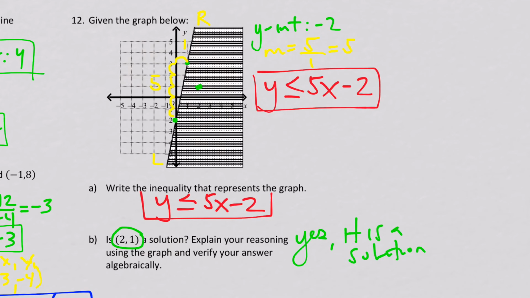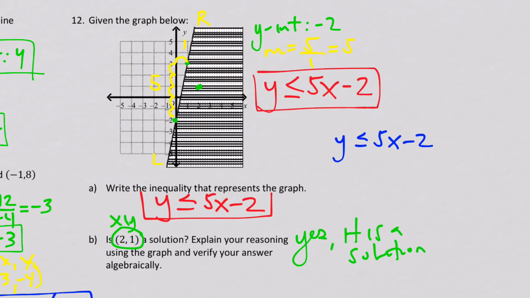Now the other way to do this, and I'm going to do it right up here in this spot, is I could just take this point, which is an x, y, and plug it into my inequality. I can take the x here and plug it into this x, and take the y and put it into this y. So I'll do it here on the side so you can see it. I'll write it again: y less than or equal to 5x minus 2.